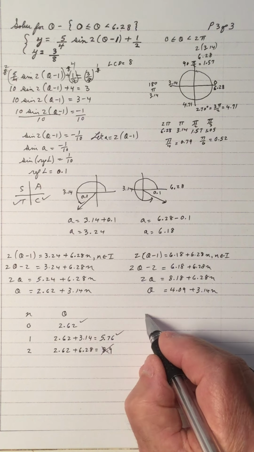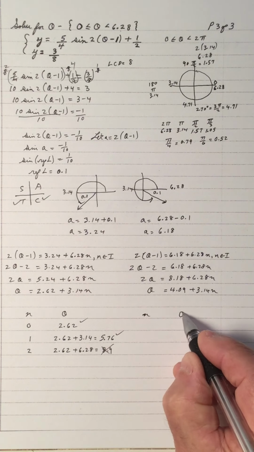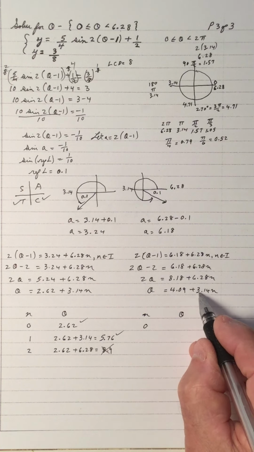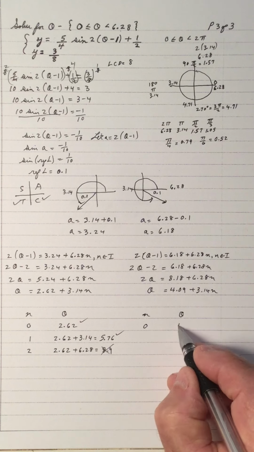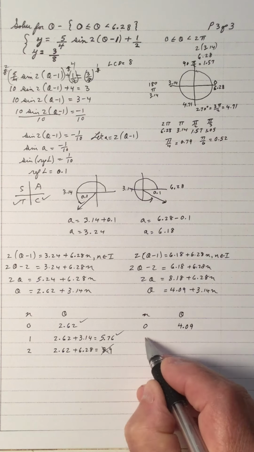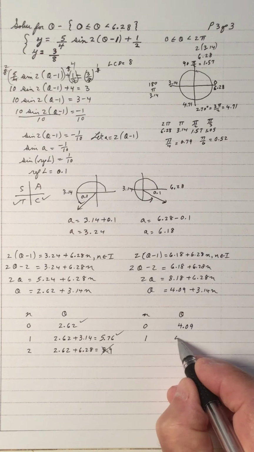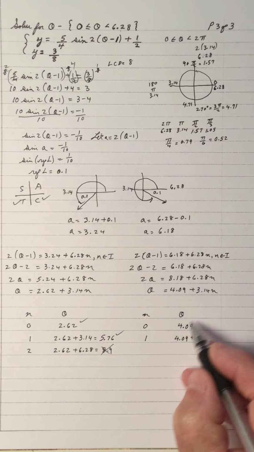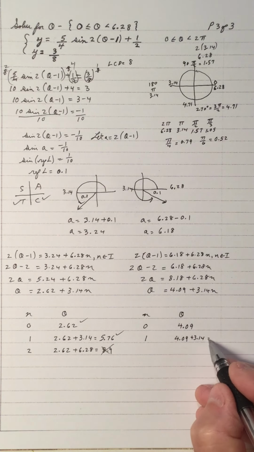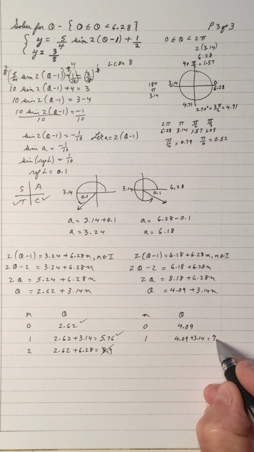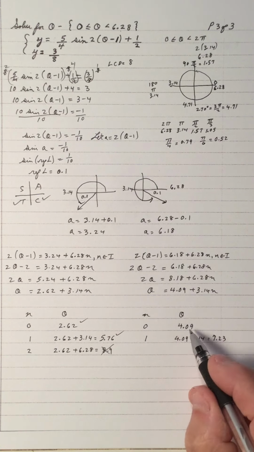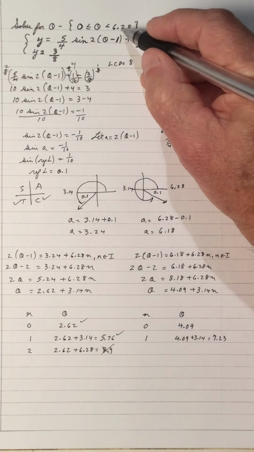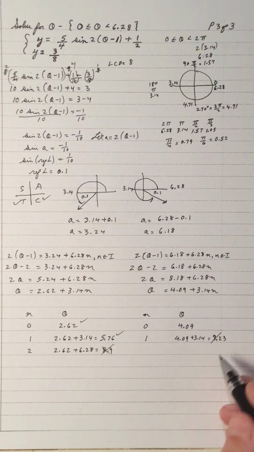So let's go over and do this one. So we have n and we have theta. So n is 0, so put a 0 in here. 3.14 times 0 is 0, so we get a 4.09. Put a 1 in, we get 4.09 plus 3.14. N is 1, and that adds up to 7.23. 4.09 is okay, is in between. 7.23 is too much, so we can't use that one.